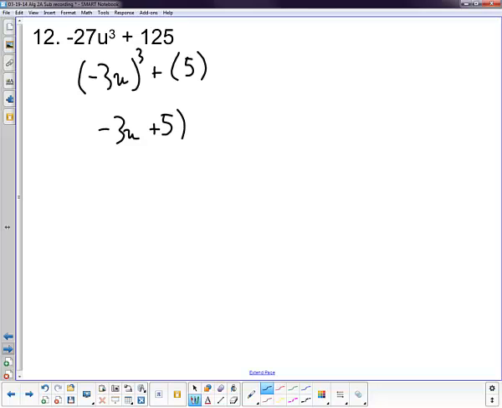plus 5. A squared, well here a is negative 3u, so that's a positive 9u squared. Minus ab. Now ab here is a negative 15u. So if I'm subtracting that, I'll make it a positive. And then b squared will be 25.